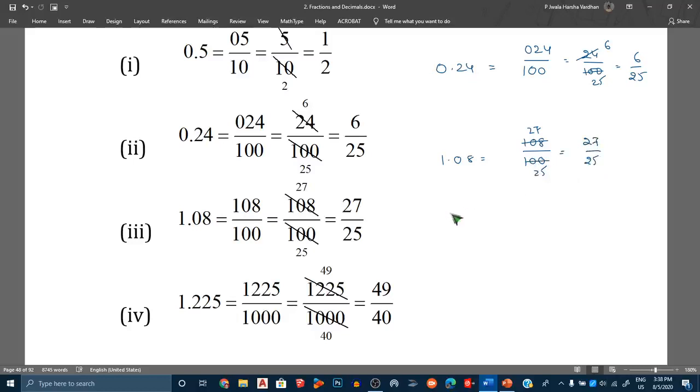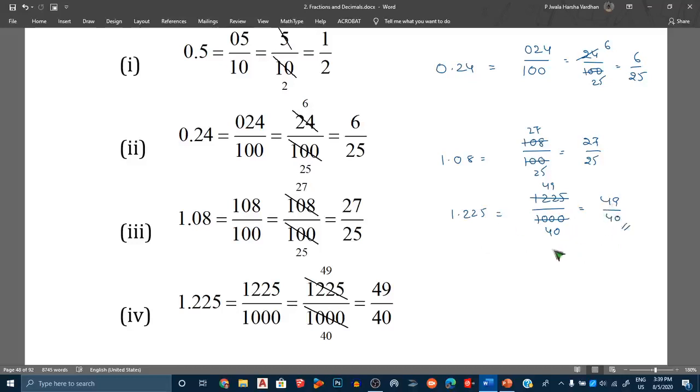Okay, next 1.225. How can you write this? Remove the point and write it in the numerator, and in the denominator 1 followed by zeros for the number of digits, here 3. So you should write 3 zeros here. Now you can cancel with the appropriate table. I am using the 25 table here. 25 fours are 100, 25 nines are 225. So it is 49 by 40, the simplest form of this one. So 1.225 is nothing but 49 by 40.